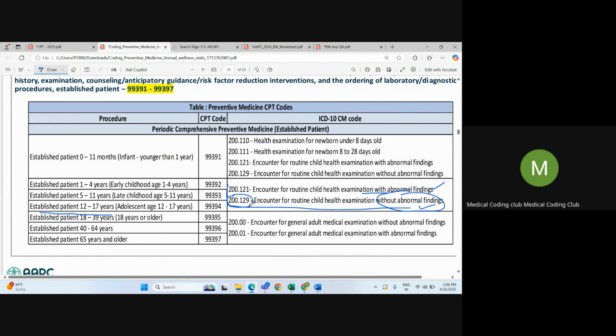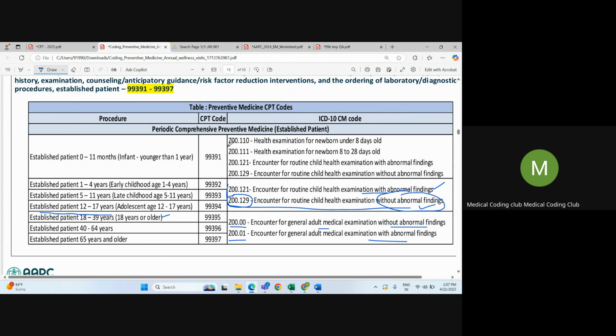Okay, so in our question, ICD is not given, but in case the question reports both CPT and ICD, and you have options, then you should be aware of this coding point. Based on that, you can easily select the correct ICD code. And the same way, if the patient age is above 18, you again check whether the patient has abnormality or not, then code these two. Z00.00 is encounter for general adult medical examination without abnormal findings, and with abnormal findings it is Z00.01.